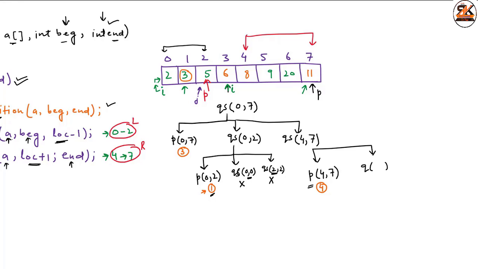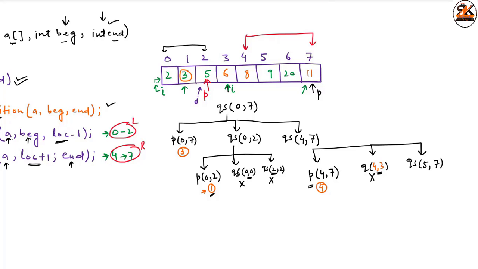Now the next list will be from beginning to location minus 1. Beginning was 4 in this case, and location minus 1 is 3. Fine. And the next call to quick sort will be from location plus 1, that is 5, to end 7. When we see this call, nothing will happen, because here beginning is greater than end, so this will not be executed and our program will stop here.